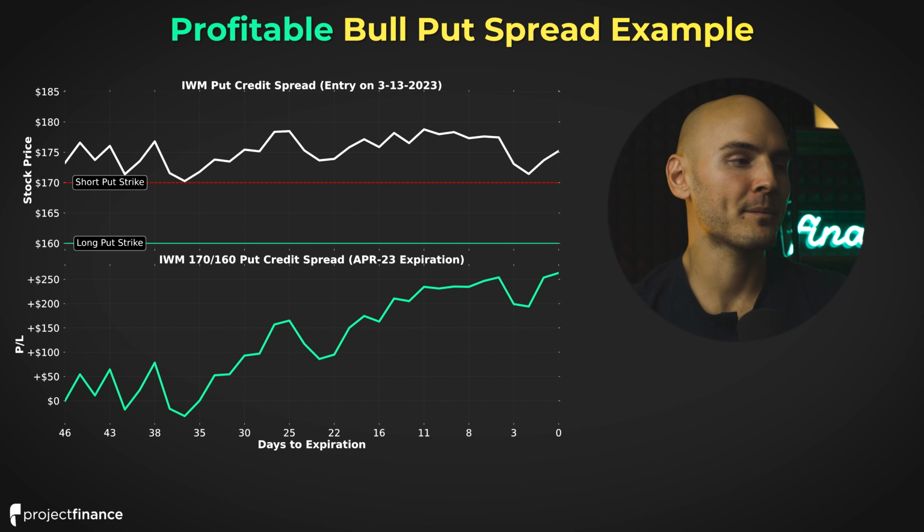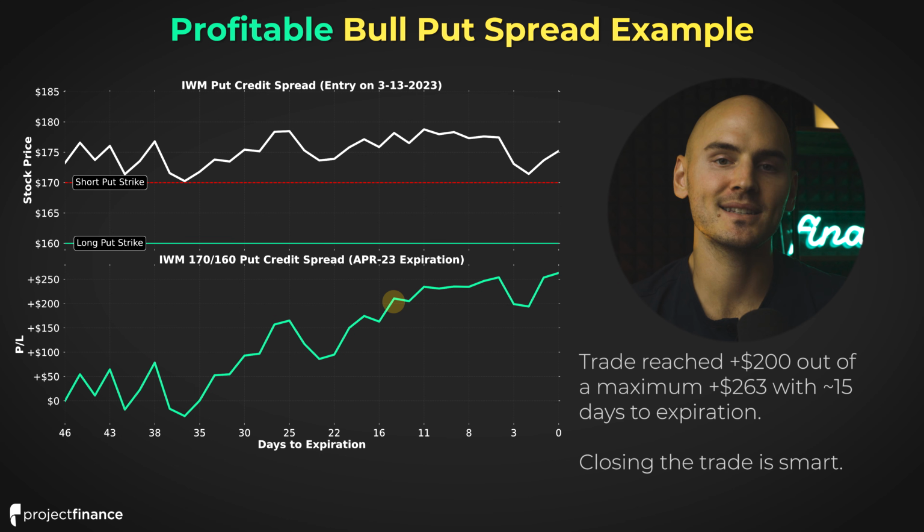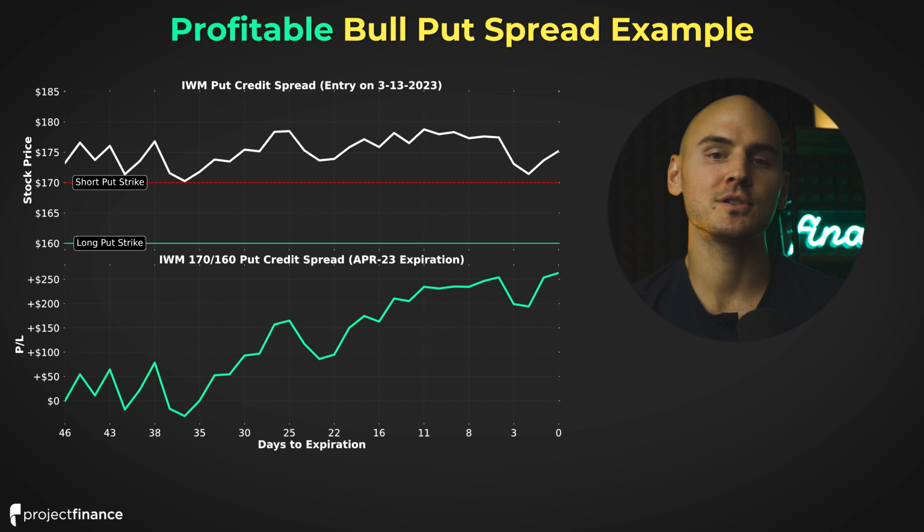In this specific example, we can see that the trade got up to a $200 profit, but still had around 15 days to expiration. And since the max profit potential on this trade is $263, and since the trade reached a $200 profit, which is most of the maximum profit potential, and still had 15 days left until expiration, a trader could have simply bought back this put spread and secured that $200 profit. So you don't have to hold put credit spreads all the way to expiration.